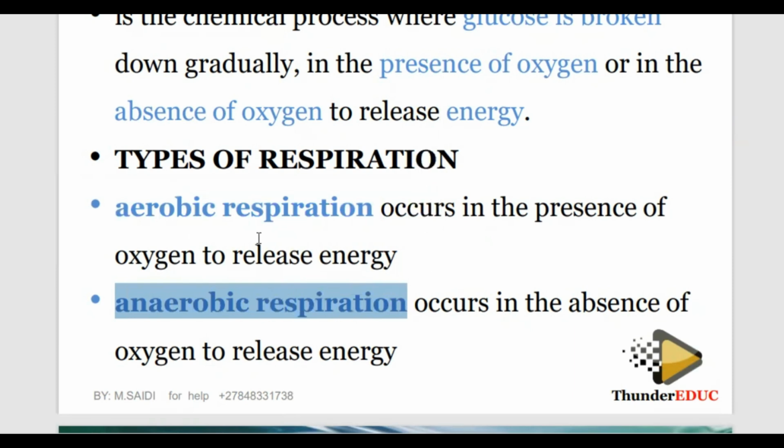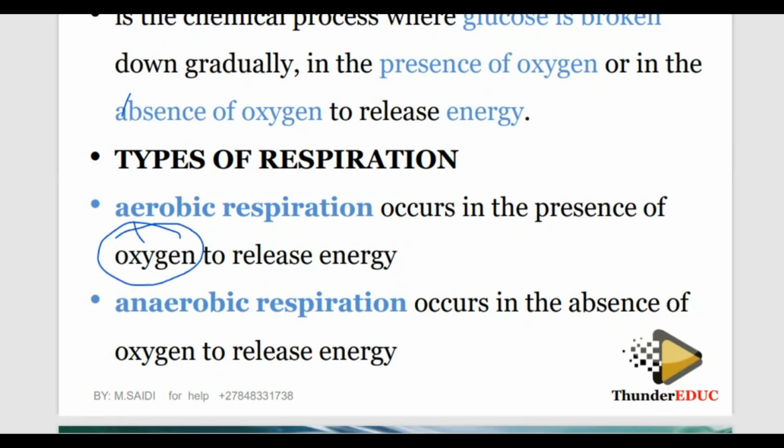The major difference between the two is that aerobic respiration occurs inside the cell, but it must have oxygen. Oxygen must be present. So the key point here is that it must be in the presence of oxygen. So aerobic respiration occurs in the presence of oxygen, and then anaerobic respiration occurs in the absence of oxygen.